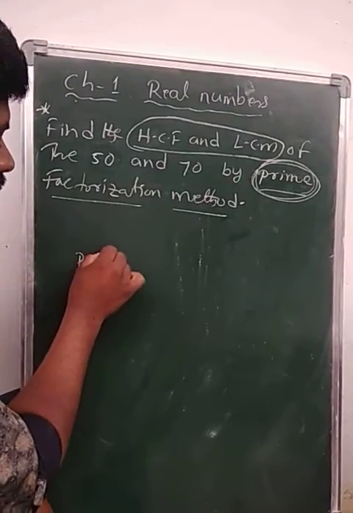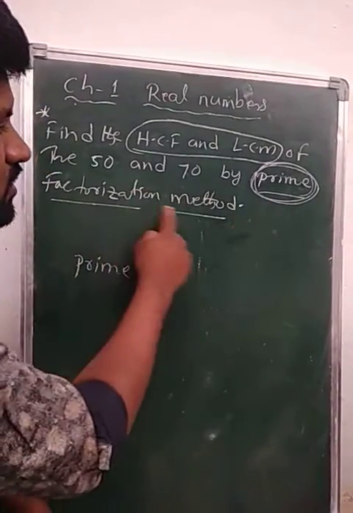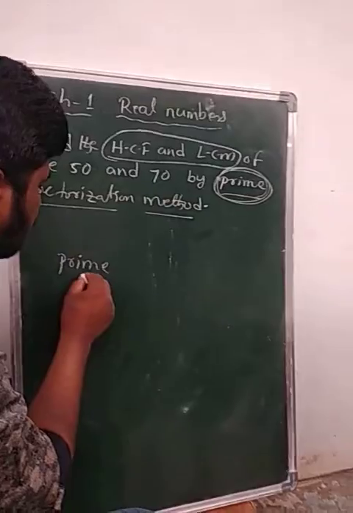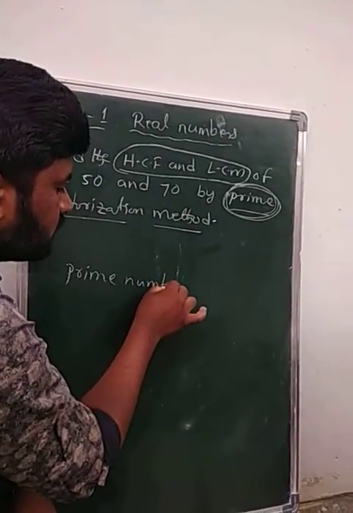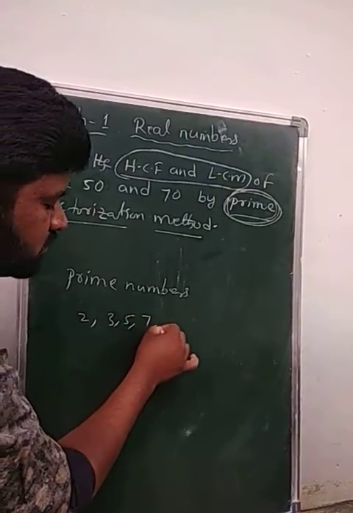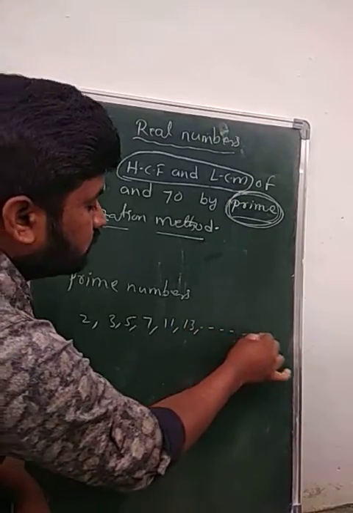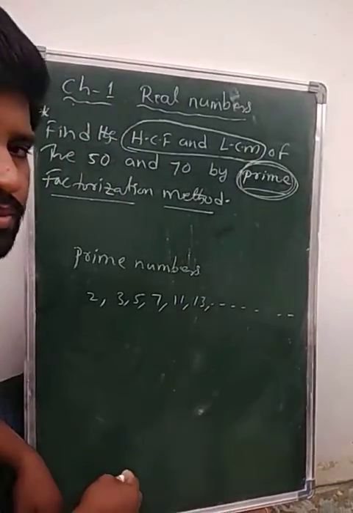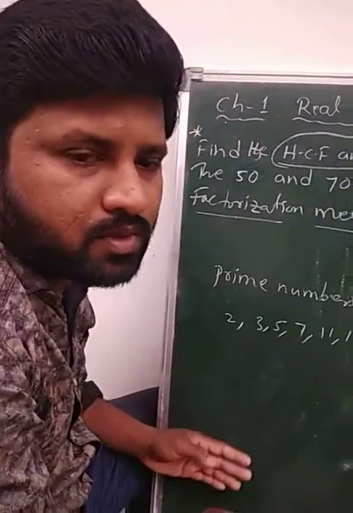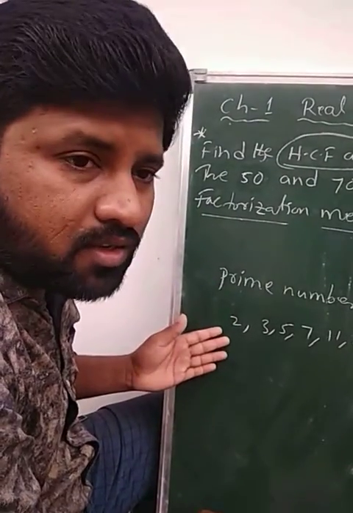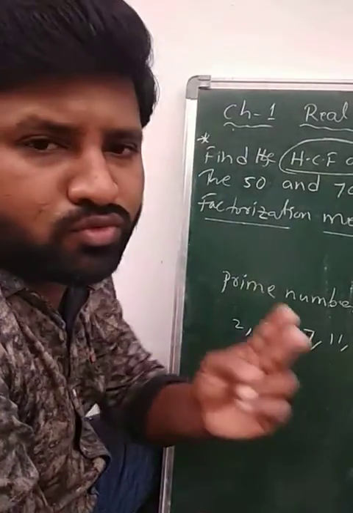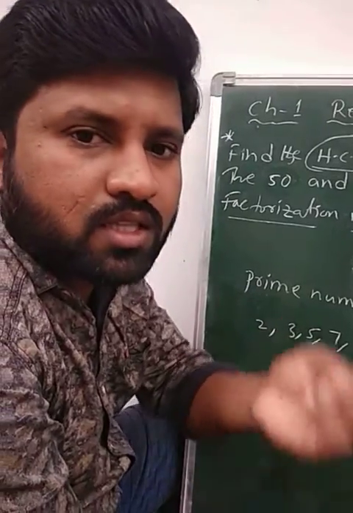In this method we must use prime factorization, we must use only prime numbers. Okay. What prime numbers? 2, 3, 5, 7, 11, 13 and so on. So these are all prime numbers. Why do we call these prime numbers? Clearly, the numbers having two factors, one and the number itself.